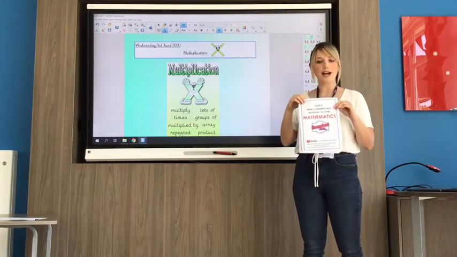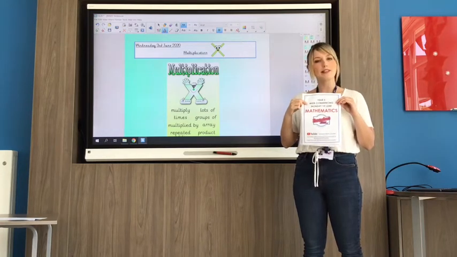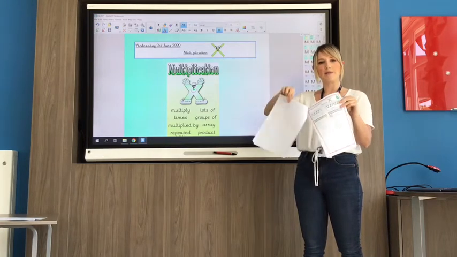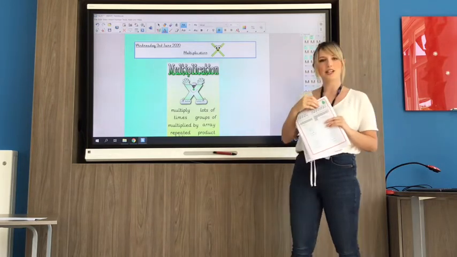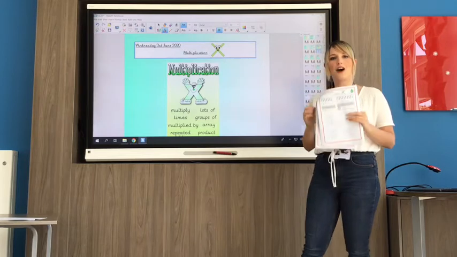Okay, make sure you've got your pack ready with the correct dates. It's the week commencing the 1st of June and you can skip to Wednesday's activities. Like previous days, we've got a mild chilli, a medium chilli and a hot chilli.